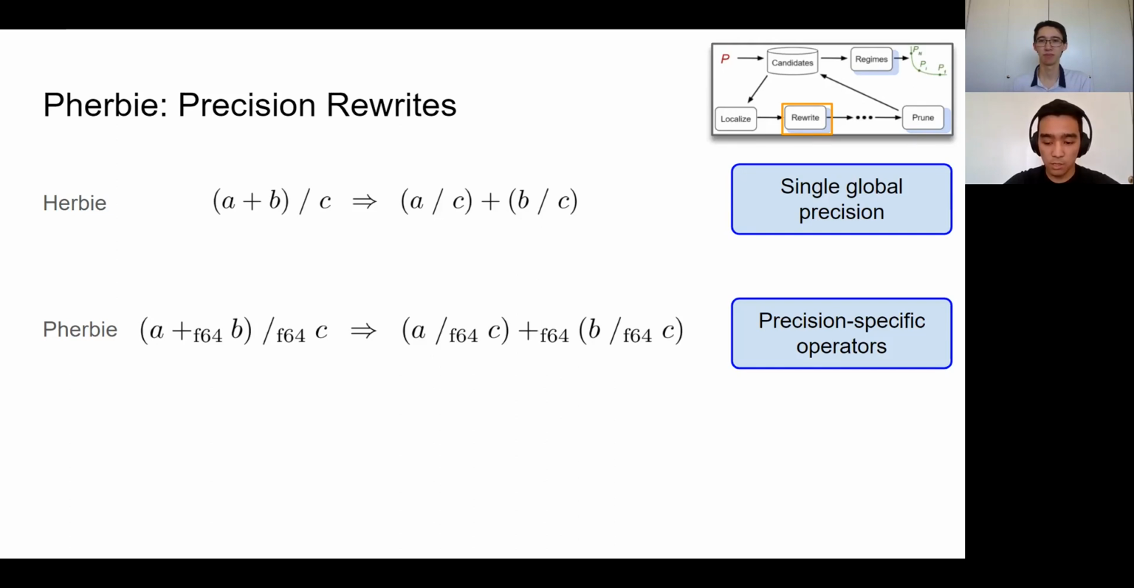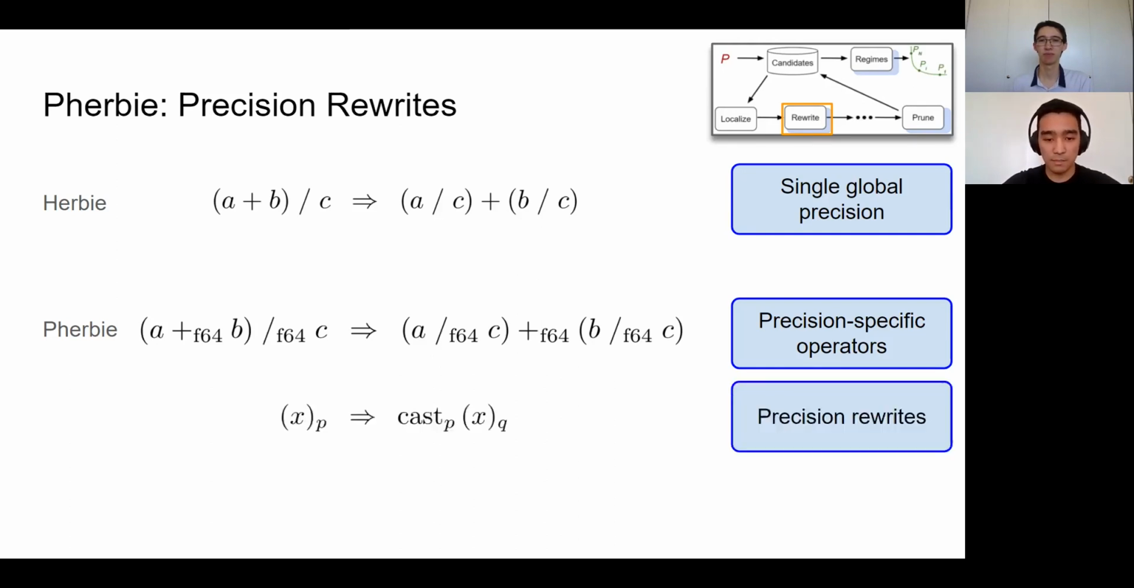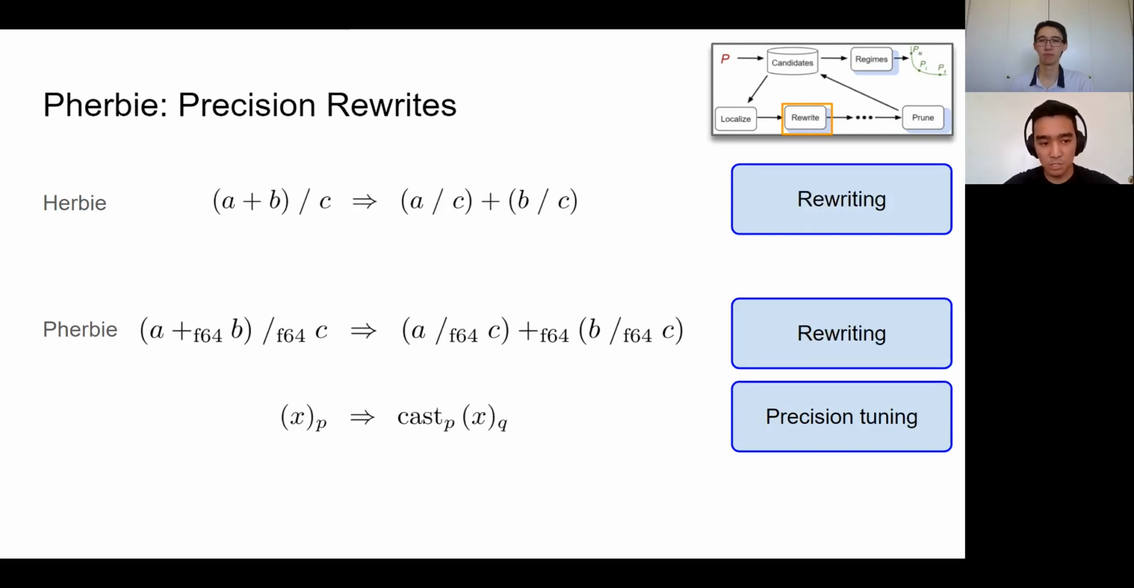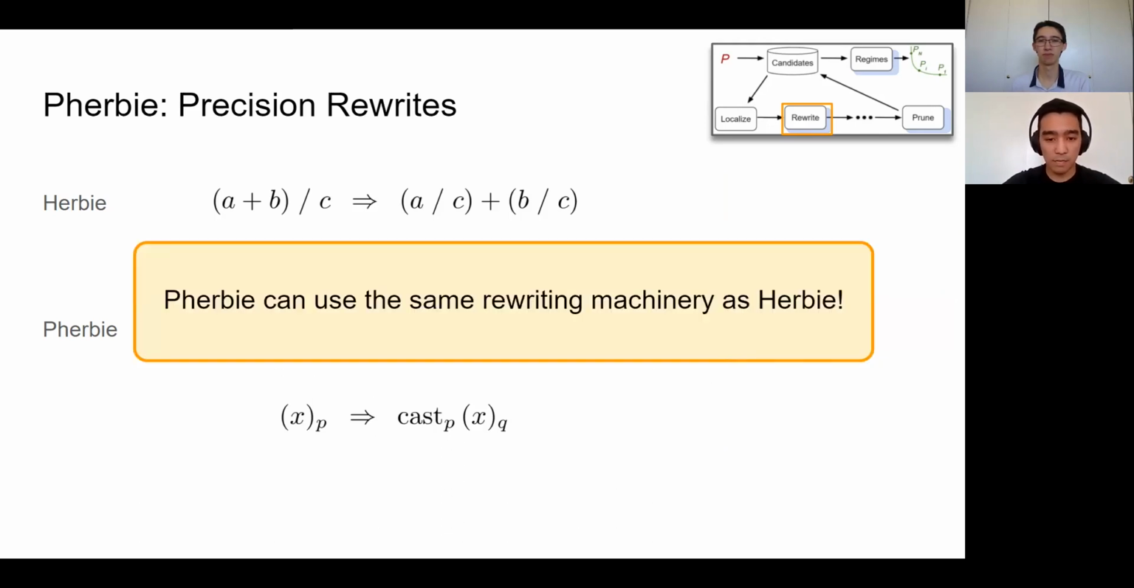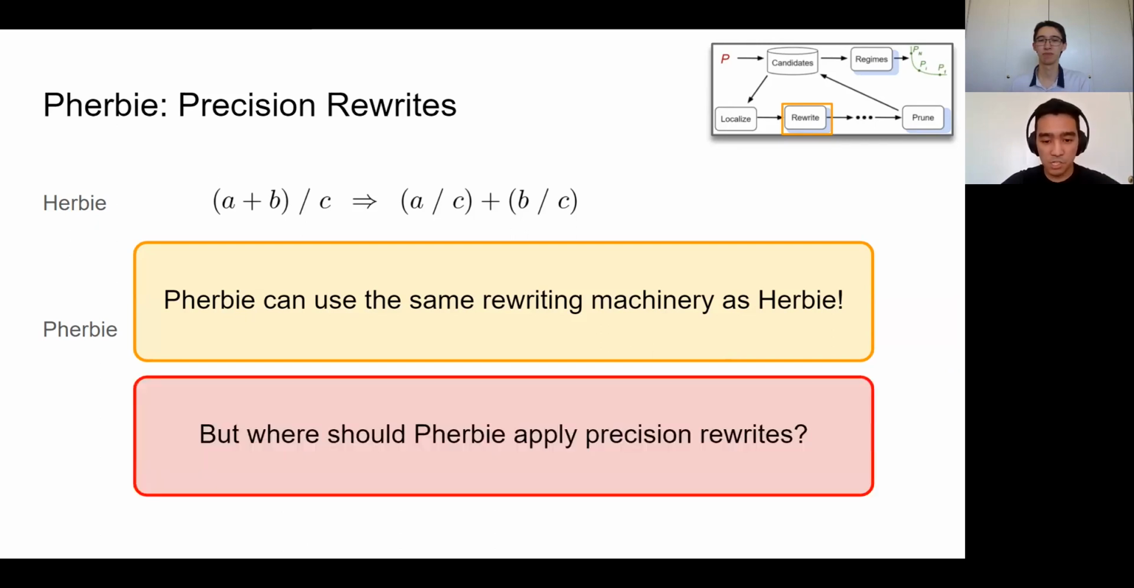Now, why is this important? Well, we can introduce a new class of rewrites called precision rewrites. These take an expression in precision P and change it to an expression in precision Q. Now, these two classes of rewrites implement rewriting and precision tuning within Pherbie. And more importantly, because we implemented it this way, we can use a lot of the same rewriting techniques as Herbie. Of course, this raises the question, where should we apply these new precision rewrites?